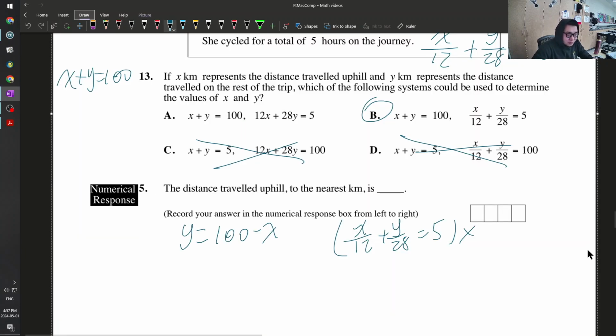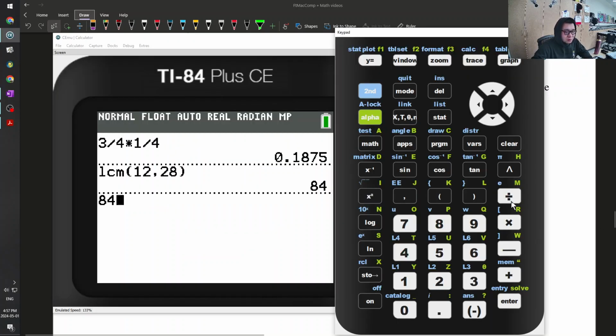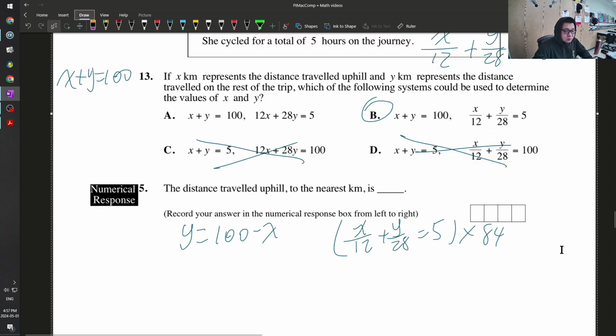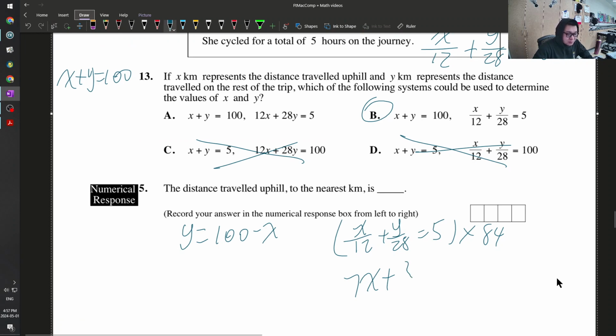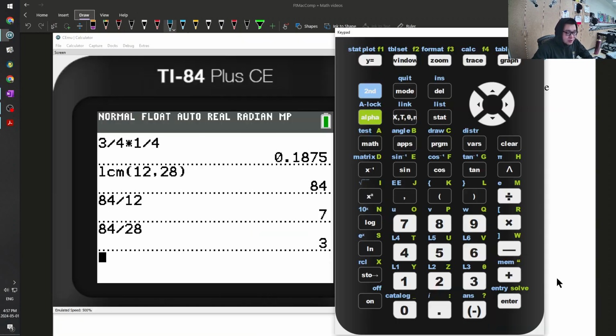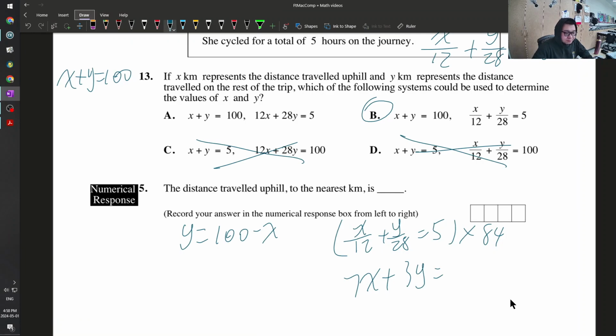So times everything by 84. So I think this is multiplied by, what's 84 do I call? I think it's 7. Okay, so multiply this by 7, so 7x plus 28 times 3 is 84. Yep, plus 7x plus 3y, it is equal to 5 times 84, 420.